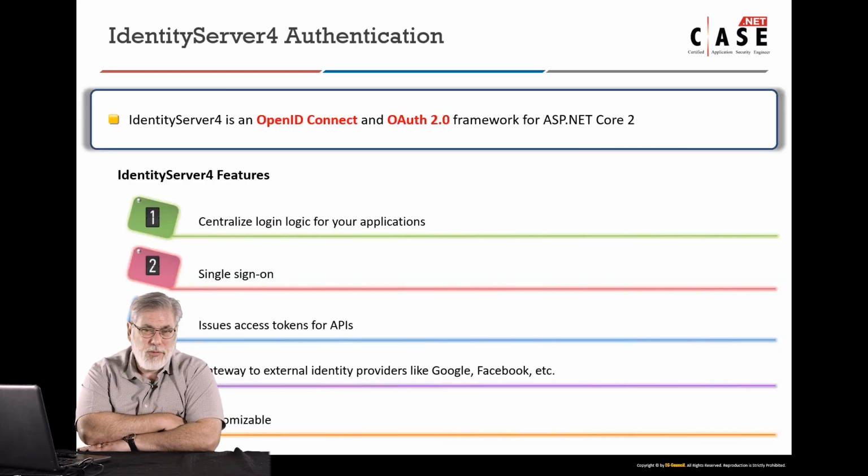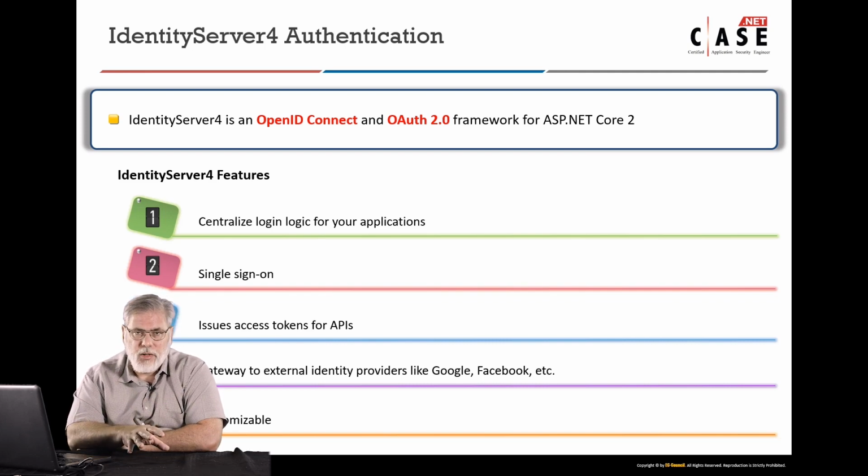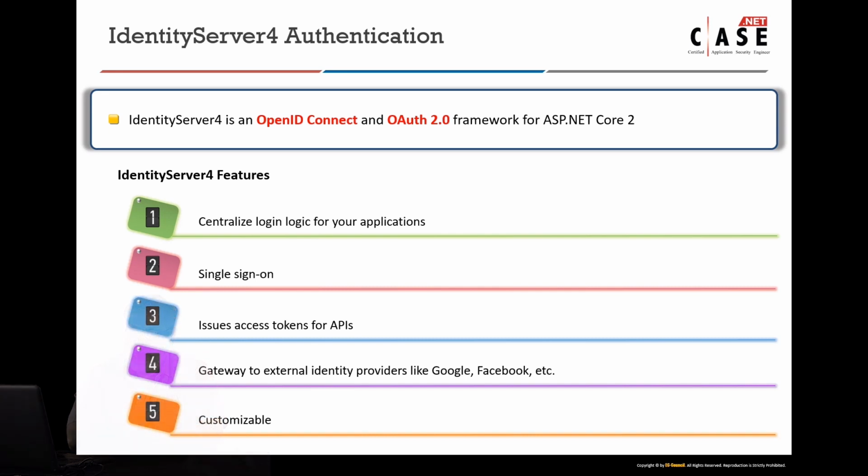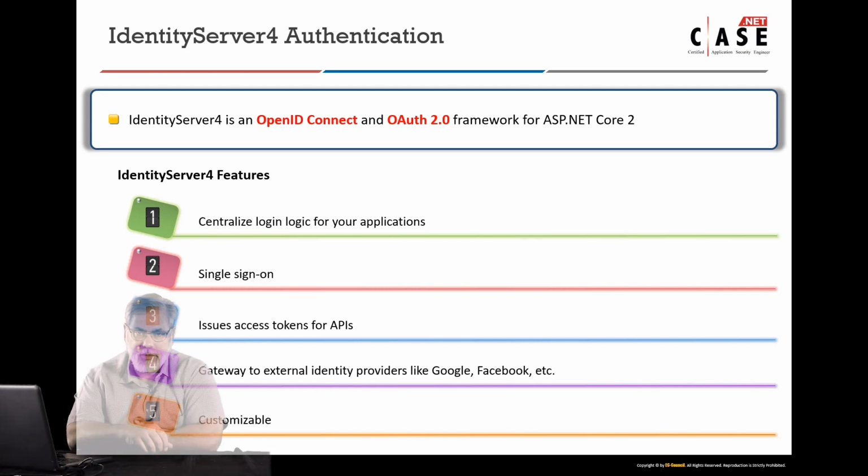What about Identity Server 4? Well, this is an OpenID Connect and OAuth 2.0 framework, so it uses both of those methods. It has centralized login. Again, you log into one place and you now have access to multiple different resources, so it's single sign-on. It also uses tokens for accessing APIs, and it also lets you get to external identity providers like Google and Facebook, because they support this as well.